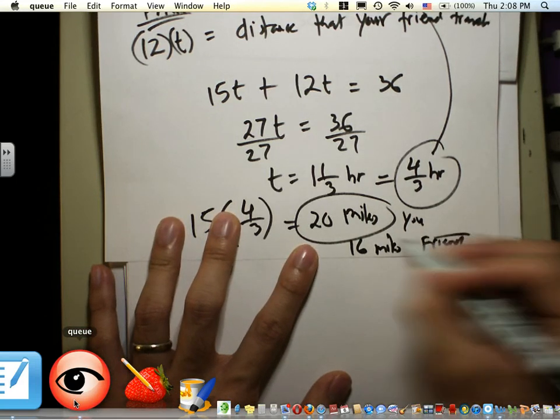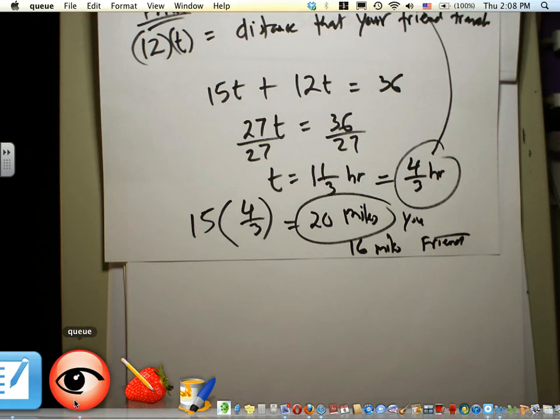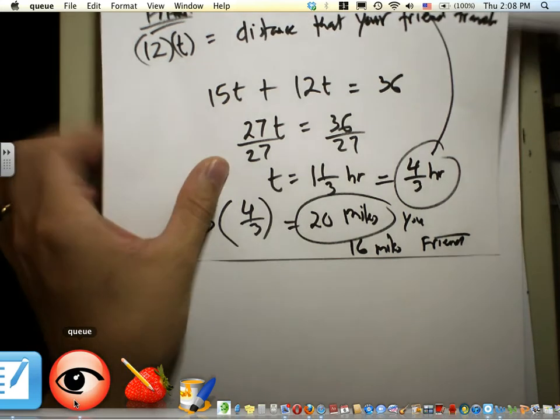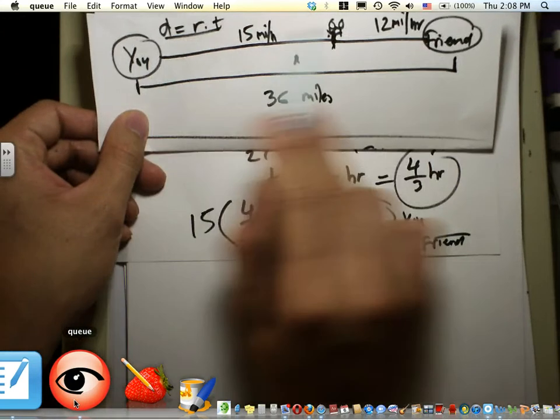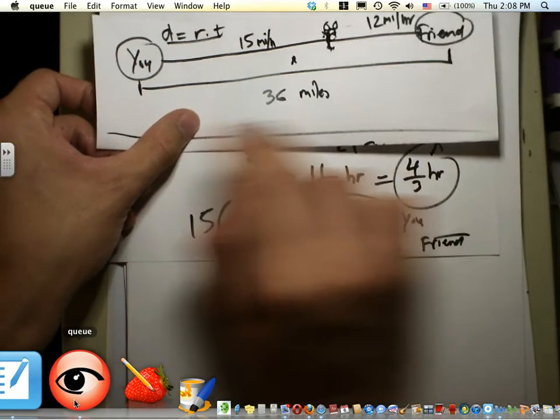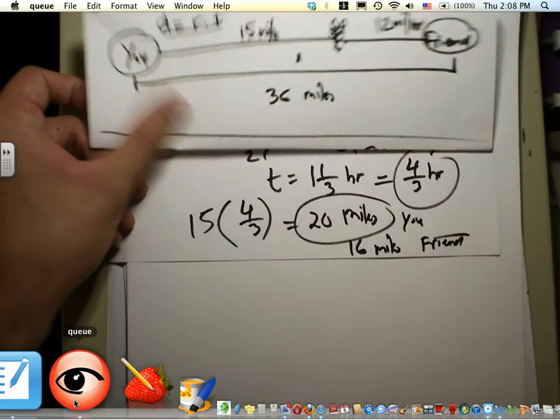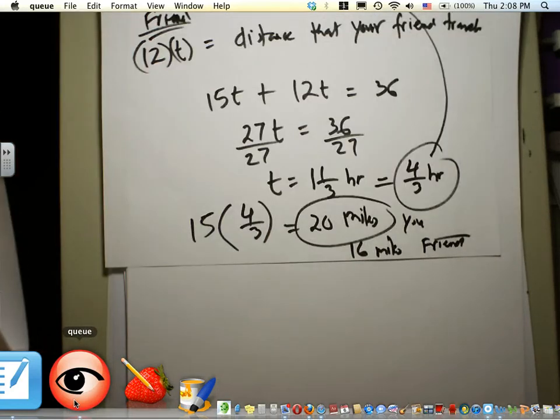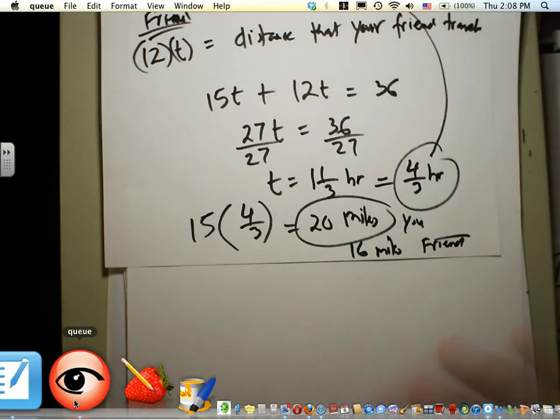So that means you walk 20 miles, your friend walked 16 miles, and you will meet head on, face to face at that point. Which kind of makes sense. In the picture that I drew up here, notice that when you meet, you will actually cover more distance than your friend, which is exactly how much farther? 4 miles to be exact. Okay, so in the end, you will have to walk 20 miles before you see your friend. Okay? Now, any questions on this? Okay, good.